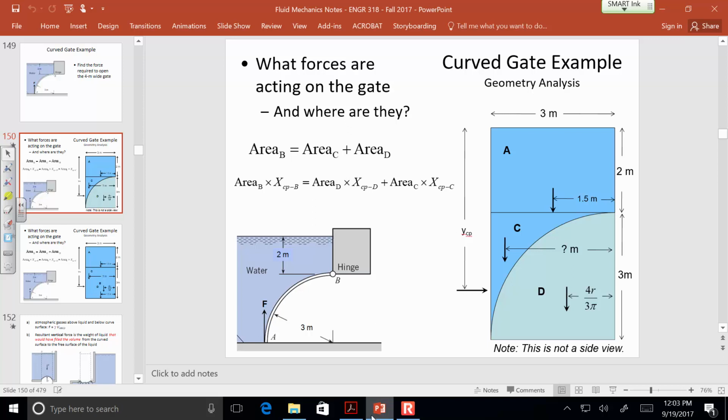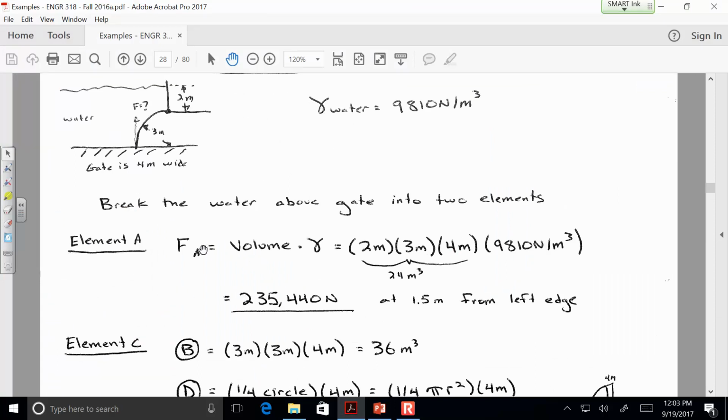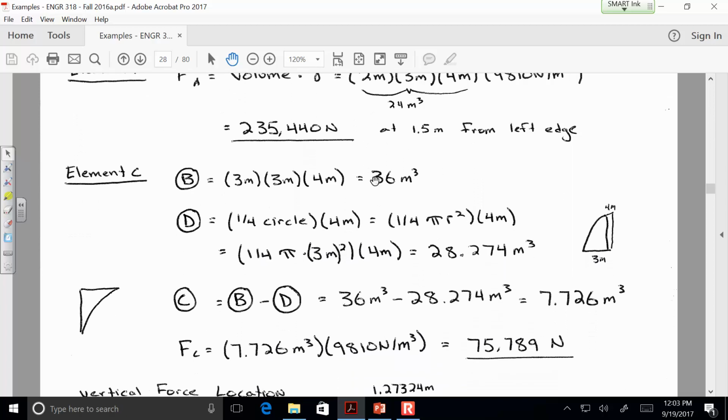Great questions. All right. So let's look back here. Okay, so we found the weight of element A. It's a vertical force. And now to find the weight of element C, we say it's the weight of the overall rectangle minus the quarter circle. So we don't have a specific formula for the volume of this shape, but we do know the formula for a quarter circle and the formula for a rectangle. So this shape is a rectangle minus a quarter circle. That's what B minus D is saying. And so the overall force of C. Any question about that idea of finding the properties of C by subtracting D from B?